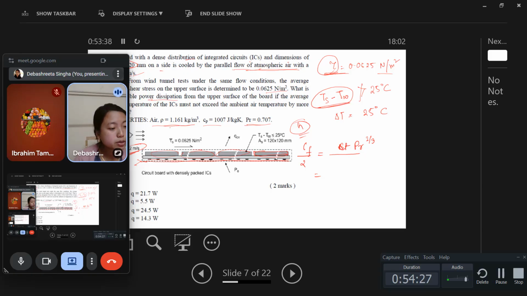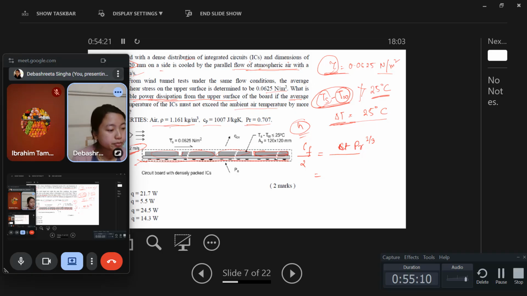What is the allowable power dissipation from the upper surface of the board if the average surface temperature of the circuit board must not exceed the ambient air temperature by more than 25? That means if the average surface temperature is Ts and the ambient air temperature is T infinity, then the difference of that should not exceed 25 degrees Celsius. So here the delta T is given. You can consider this temperature difference as 25 degrees Celsius. Then they have asked to find the allowable power dissipation from the upper surface. That means this Q, power dissipation.